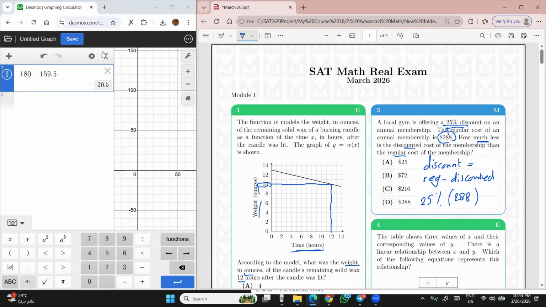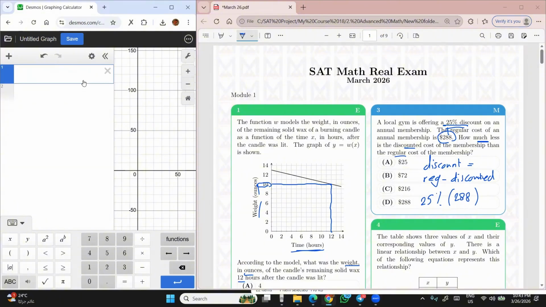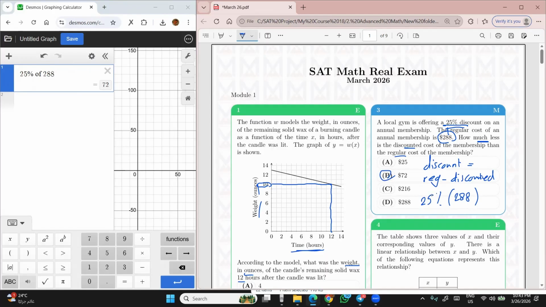And that can be done on Desmos as well. Just write 25%. How to write percent? Just write the word percent, and then you get everything ready. So write 288, and the answer is equal to 72. That's the discount, and that's the same as the difference between the discounted and the regular.